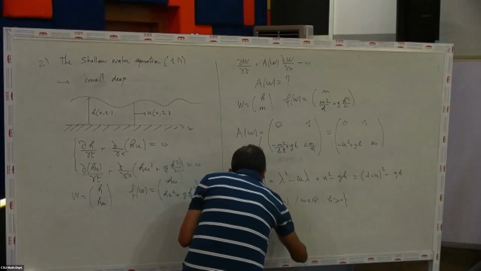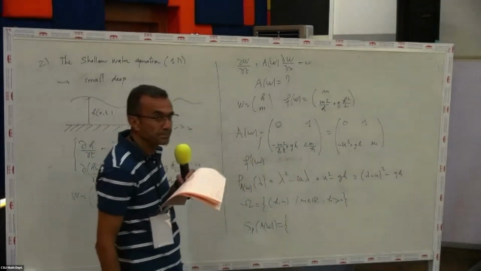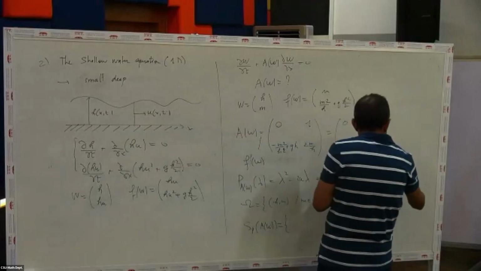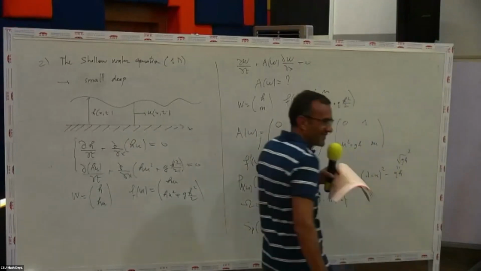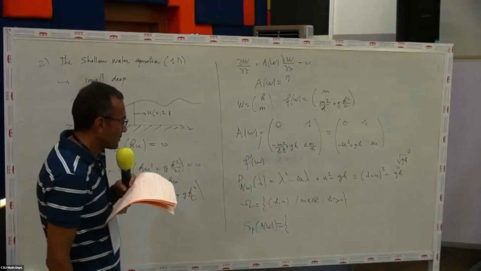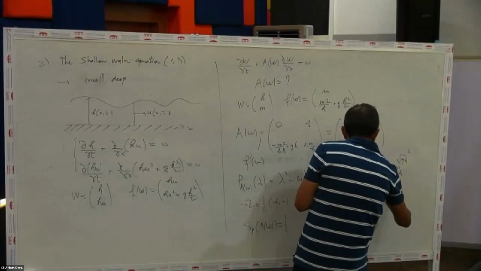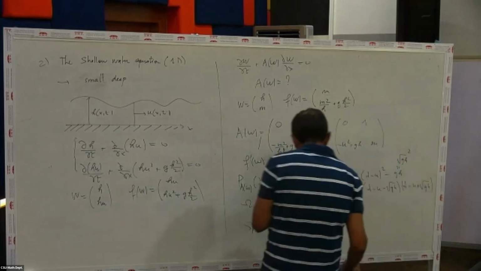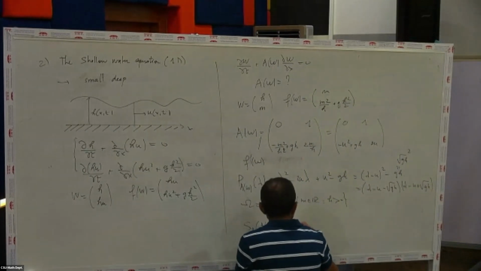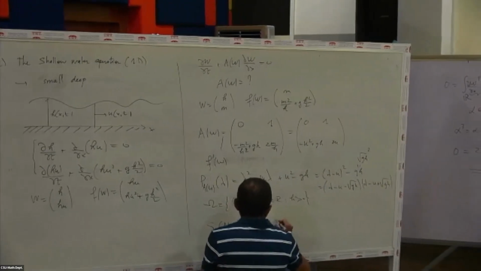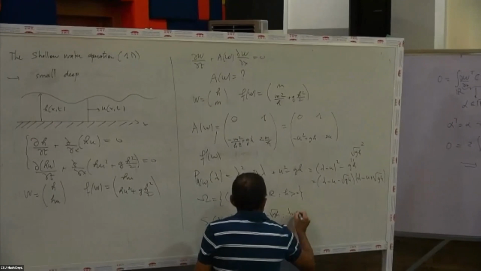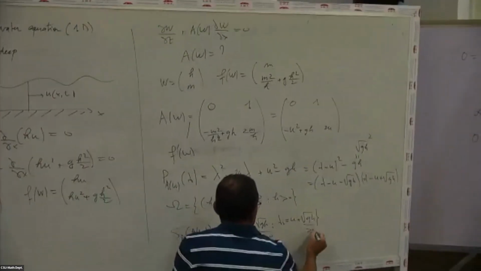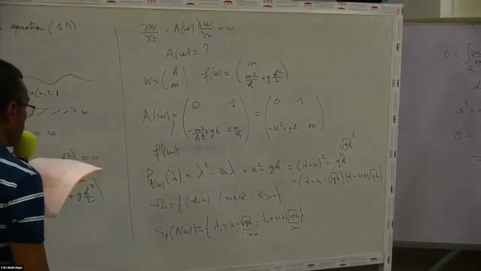Spectrum of A of W. So you can write it as lambda minus u minus square root of gh, by lambda minus u plus square root of gh. So the spectrum is lambda 1 equals u minus square root of gh, lambda 2 equals u plus square root of gh. And this is strictly positive, okay? In omega, our physical domain.